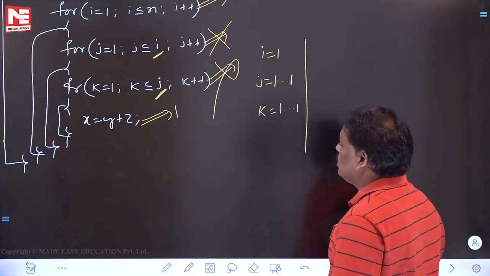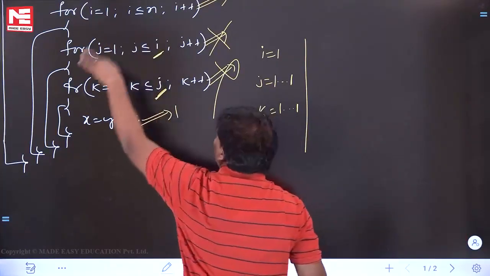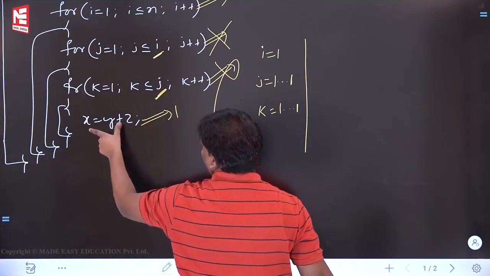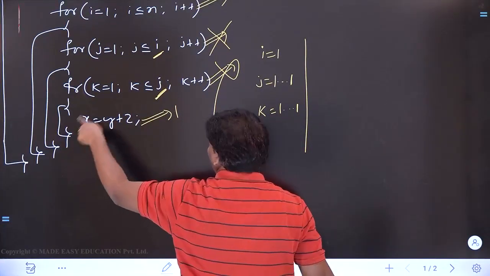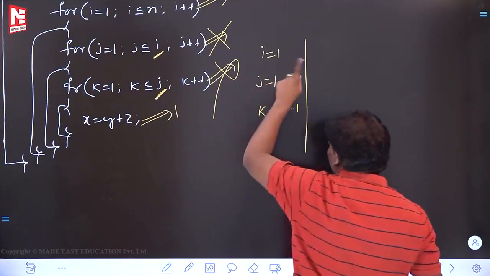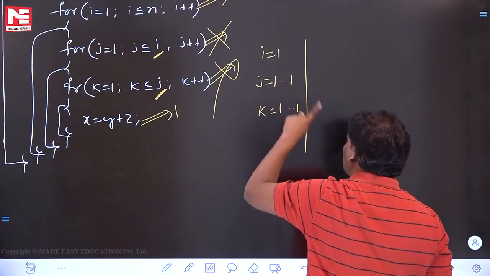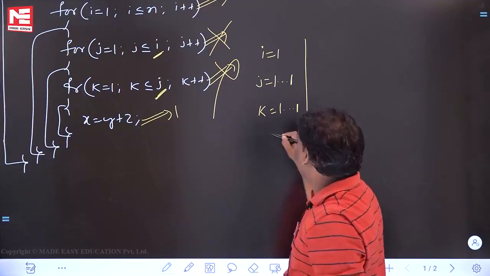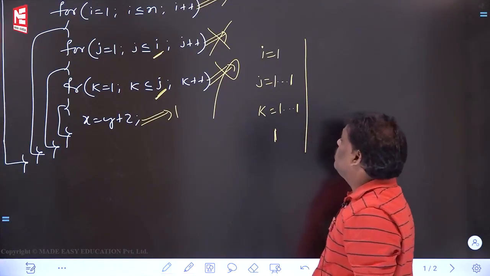At the end of the day, this program contains only one statement. The question is, how many times does this statement execute? I is equal to 1, J becomes 1 time only, K also becomes 1 time only. So this statement will execute 1 time.